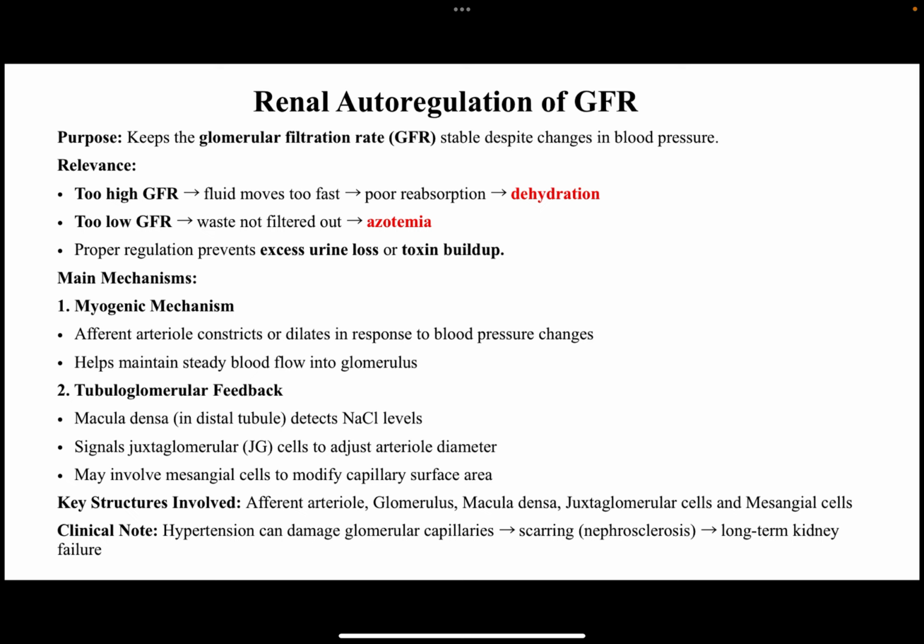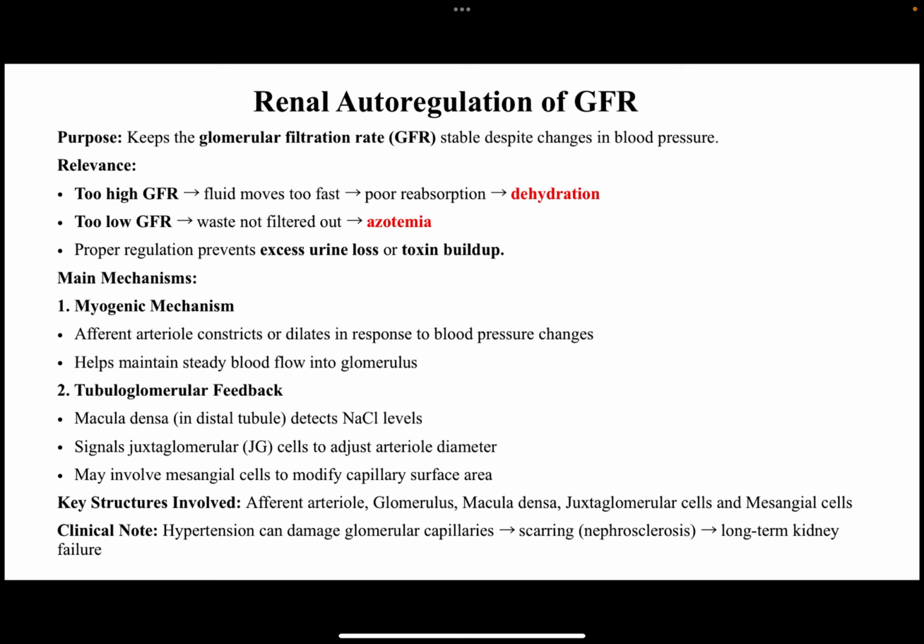Now, if the macula densa cells, on the other hand, detect low sodium levels, low sodium levels can also be interpreted as low glomerular filtration rate. It means that the movement of the filtrate is too slow, so little sodium is reaching the distal convoluted tubule. The macula densa cells only detect the sodium, not the flow. But if it detects low sodium level, it means that there is a low glomerular filtration rate. So it will send a signal.